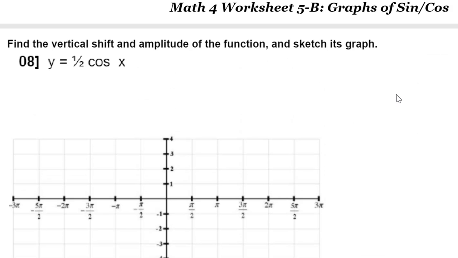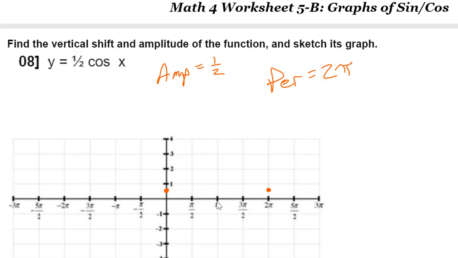Okay. Half cosine. This should prove interesting. Our amplitude is 1/2. Our period is still 2 pi. And so we're going to start not from the middle, but we're going to start with an amplitude of 1/2, which means it's going to be there. We're going to go all the way over to 2 pi and do the same thing.